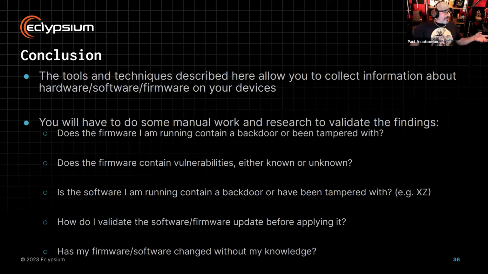Is the software I'm running on my Linux system, does it contain a backdoor? How do I validate this software or firmware update before I apply it? Maybe when I went to download it, someone had tampered with it. I'm actually putting the vulnerable firmware on my system. Maybe it wasn't tampered with when I got it, right? Maybe I'm actually applying that update. So again, these are all things that you have to research based on the collection tips and tricks that I presented today.